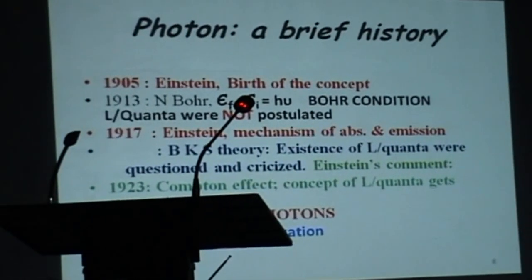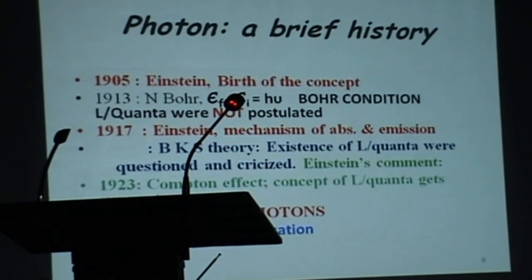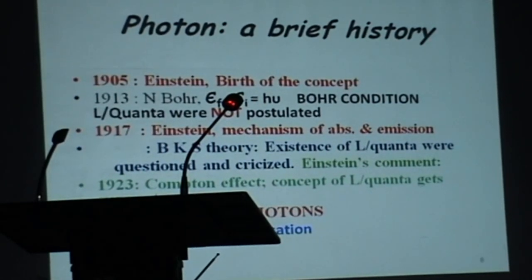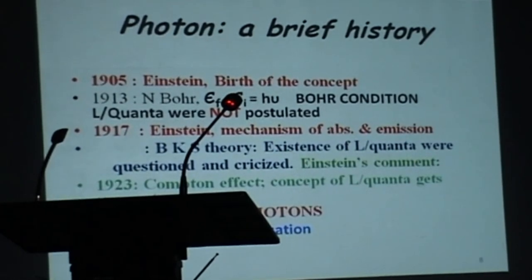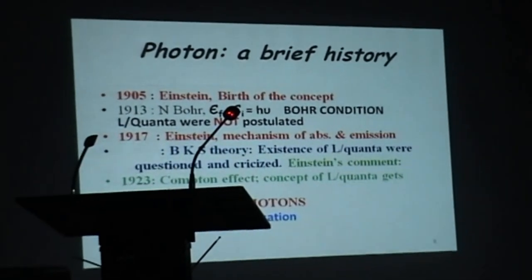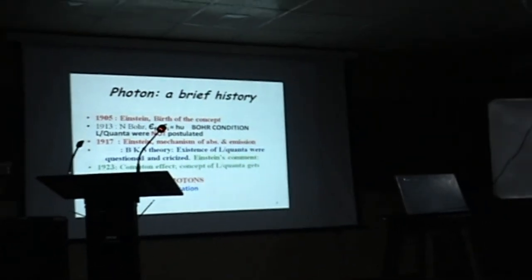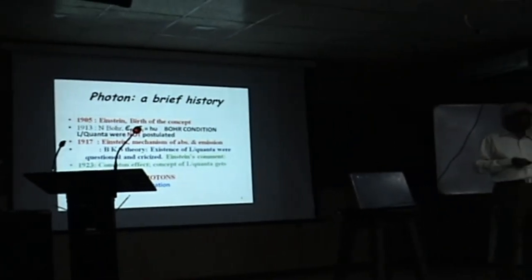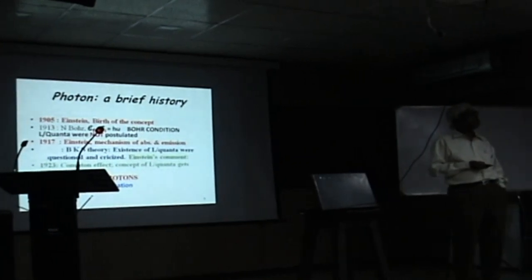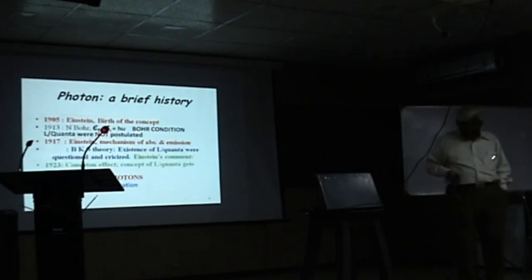Now, photon, a brief history. In 1905, Einstein put forward the concept of photons. His argument was very interesting. He argued like this: when we study the motion of bulk matter, one does not consider that it consists of atoms or molecules. It obeys Newton's laws, etc.